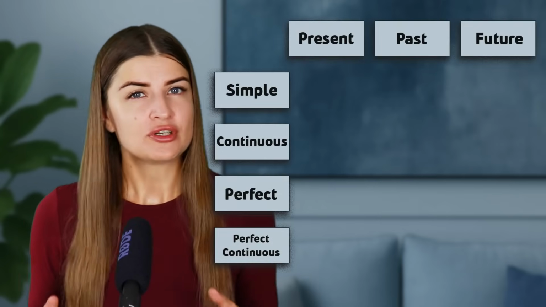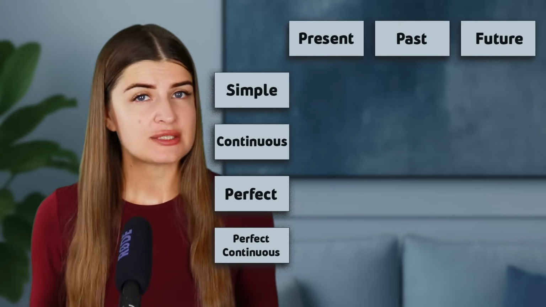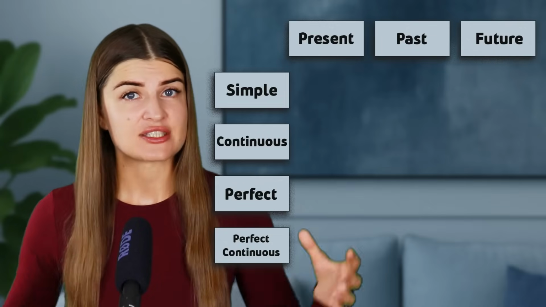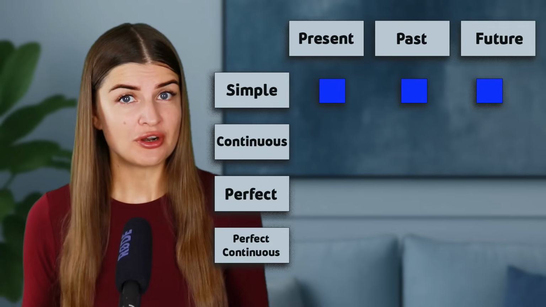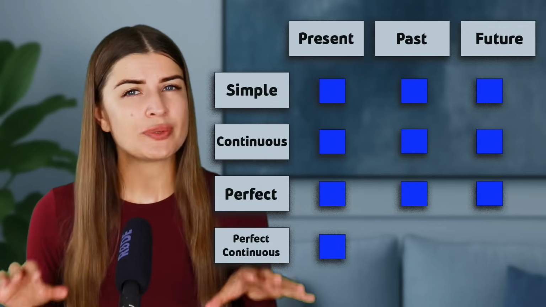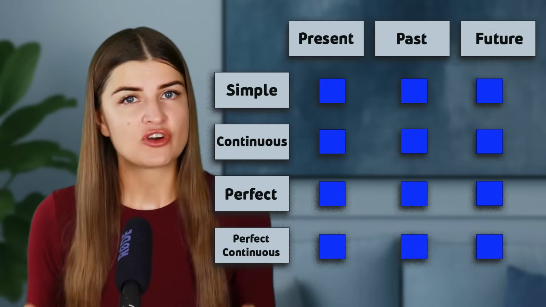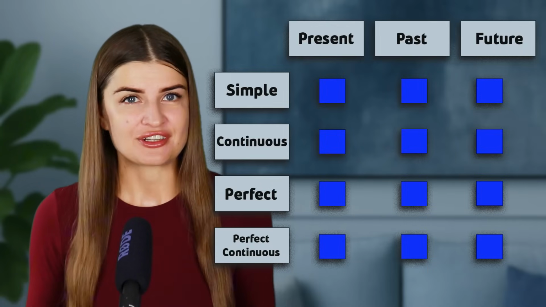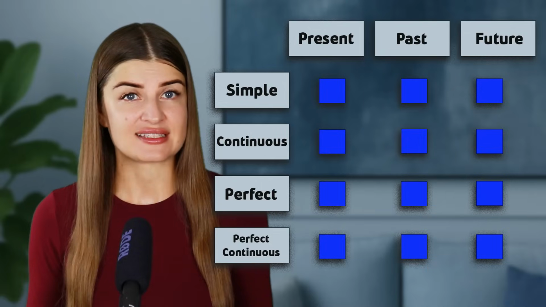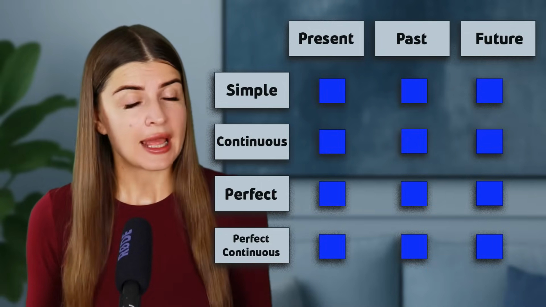When we put the 4 types, simple, continuous, perfect, and perfect continuous together with the 3 times, past, present, and future, we get what most people call the 12 verb tenses in English. Some people also count conditionals as a part of the tenses and say there are 16, but I prefer to keep conditionals separate. Now let's take a look at each of the 12 tenses just to remind ourselves how they work.